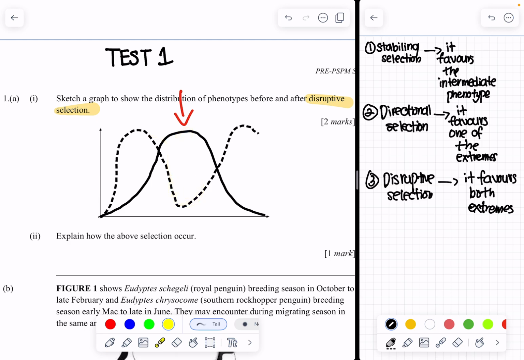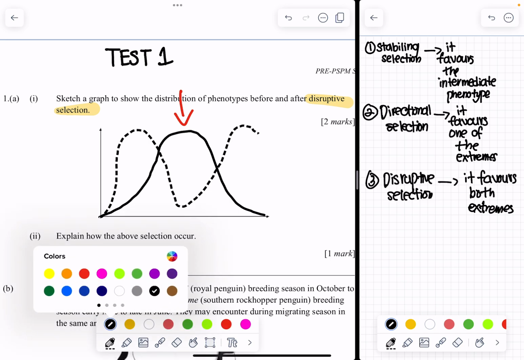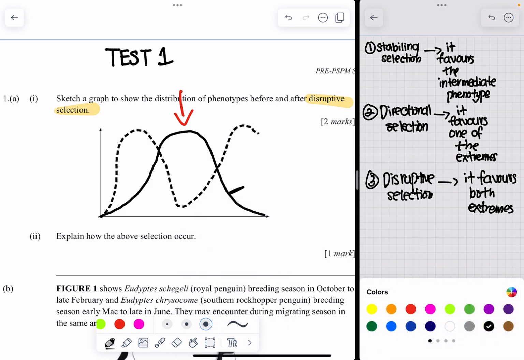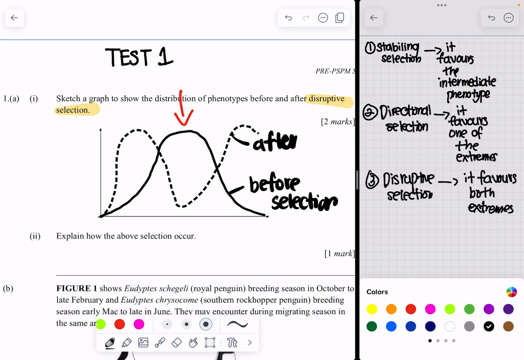And please guys, remember this is a graph. So when it is a graph, you have to label it. Let's label it together. This one is before selection, and this one is after selection. Please do not forget to label the graph, or else the examiner would be confused which one is before and which one is after.